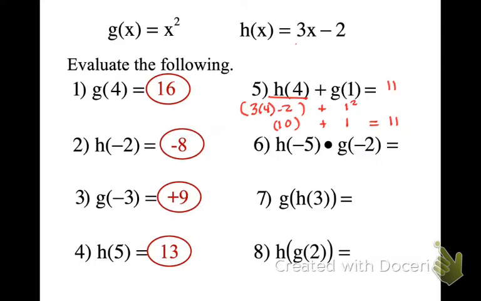It's 11. We're going to try the next one, the h of negative 5. So I'm doing 3 times negative 5 minus 2. Whatever that result is, then I'm going to do g of that, which is squared. So this becomes negative 15. Negative 15 minus 2 is negative 17, squared, times 4. So that makes negative 68. Okay?